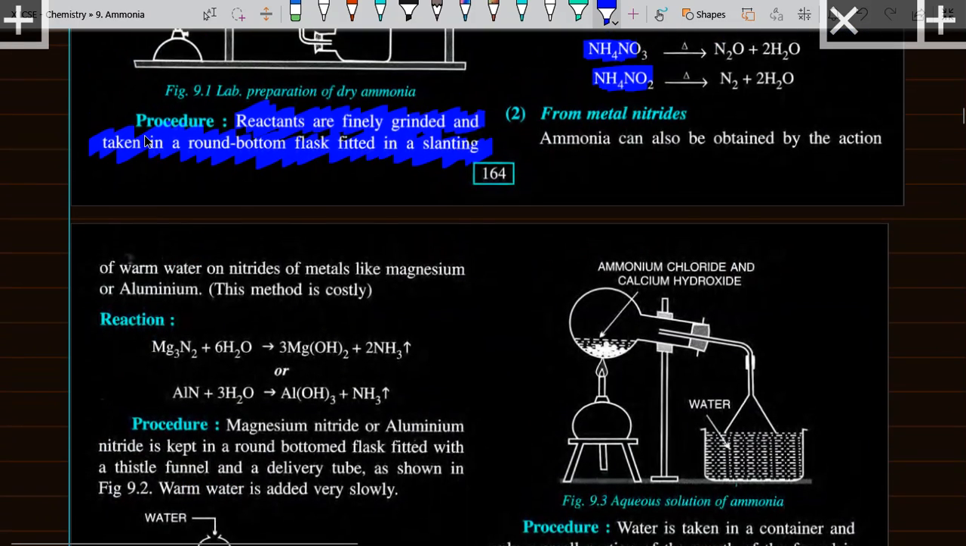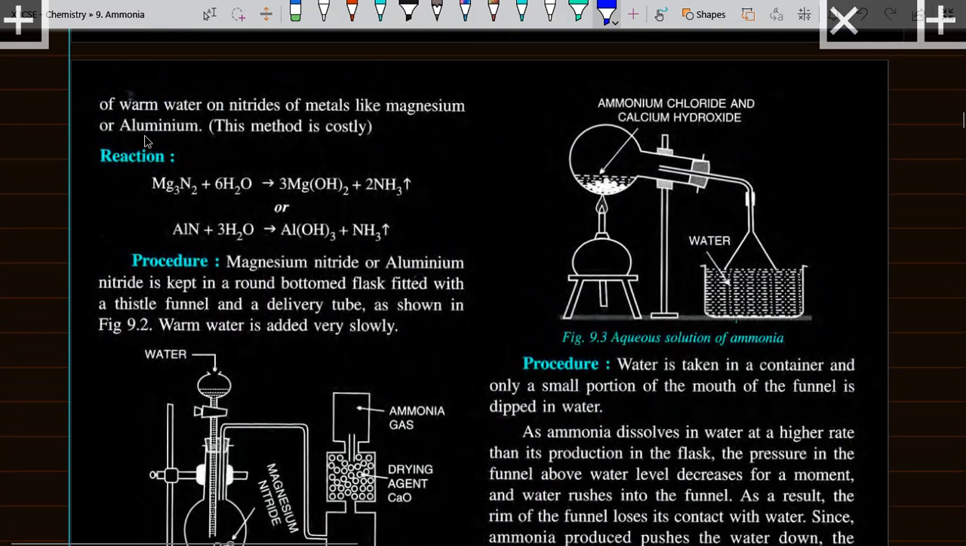From metal nitrides, ammonia can also be obtained by the action of warm water on nitrides of metals like magnesium or aluminium. This method is costly, so it is not preferred. But in that method, what do they do? They take magnesium nitride plus water. It gives magnesium hydroxide plus ammonia. Straightforward method. Aluminium nitride plus water gives aluminium hydroxide plus ammonia.